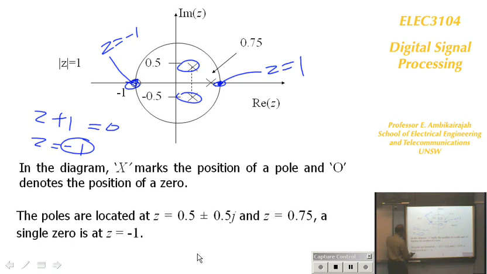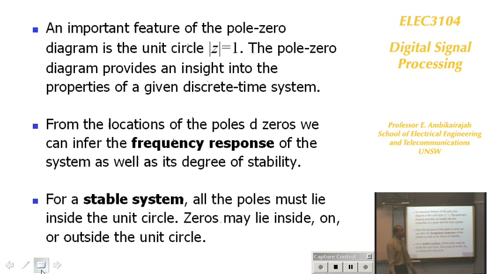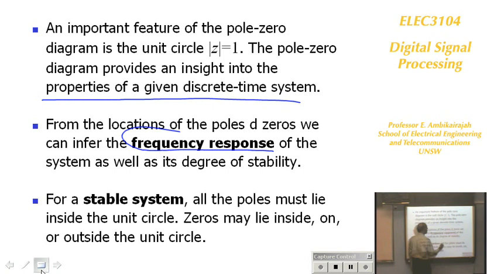An important feature of the pole zero diagram is the unit circle. The pole zero diagram provides an insight into the properties of the discrete system. From the pole zero positions, you can actually roughly sketch or infer the frequency response of the system. And that's the stage that you have to reach. You will reach that, no problem. By looking at the diagram, you will say, this is a low pass filter, or this is a high pass filter. It's not going to come just overnight. It can take a few lectures, going through again and again to understand. Then also, by looking at the poles and zeros, you can say whether it is a stable system or an unstable system. You can do that as well.